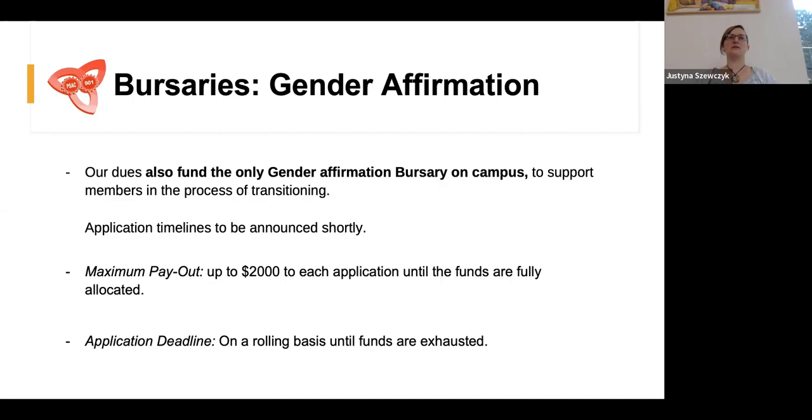I just want to stress that there is a broad definition. Basically, any costs related to the process of transitioning can be covered by this bursary. So it's a very broad definition, and we encourage members to apply or to reach out if they have any doubt. But this is the only bursary available at the moment on campus. If it applies to you, or if you know anyone who would benefit from this bursary, please spread the word and encourage application.